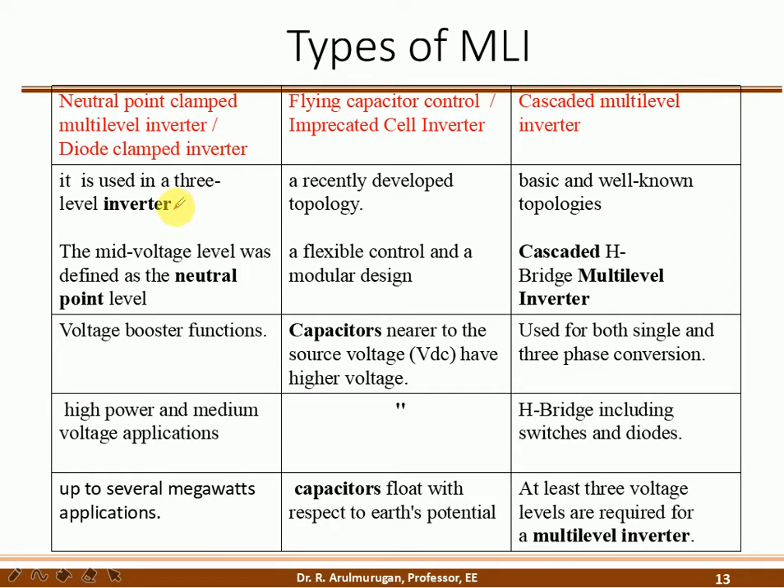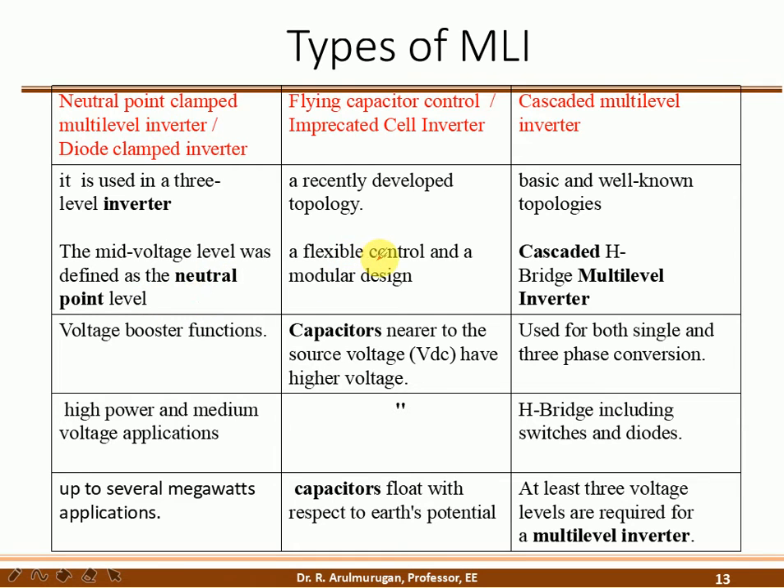The first one is the diode clamped inverter, which is used in the three-level inverter. The flying capacitor is a recently developed topology, and the basic, well-known topology is the cascade multi-level inverter. This is the neutral point; the mid voltage level is defined as the neutral point level.